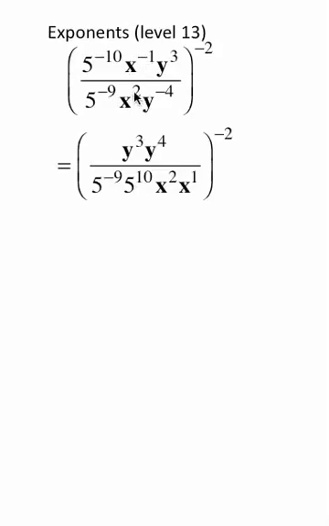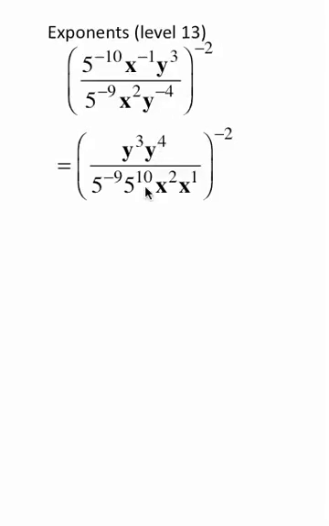What's bigger, negative 1 or 2? 2. So this negative 1 is going to come down, become positive 1. So I have x to the positive 2, x to the positive 1 on the bottom. And then what's bigger, y to the 3 or y to the negative 4? Well, the 3 is bigger than negative 4, so I'm going to take this y to the negative 4, bring it to the top, and it's going to become y to the positive 4.